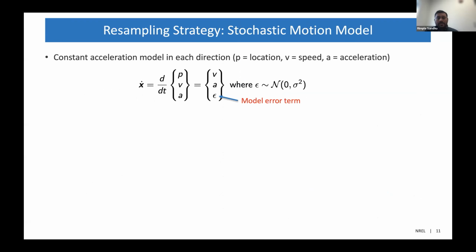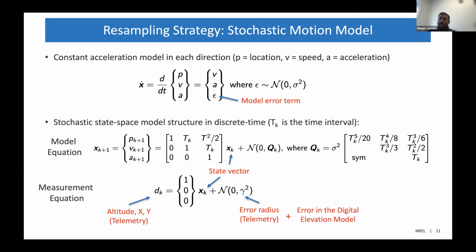We start with a stochastic motion model for each track. So we have a constant acceleration model. So the position is dp by dt, velocity is dv by dt. dv by dt is acceleration, dp by dt is velocity, and then acceleration is assumed as a random process, a Gaussian white noise process with some variance. We take that model and we put it in a stochastic state space model structure.